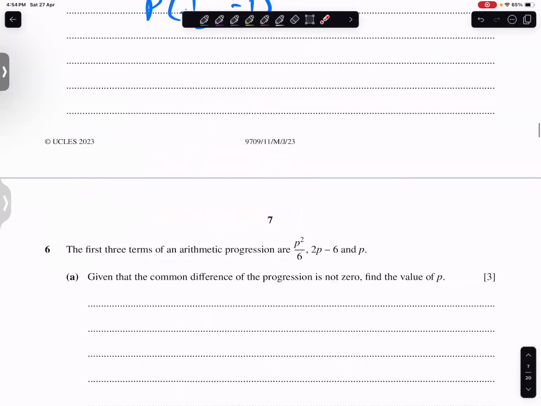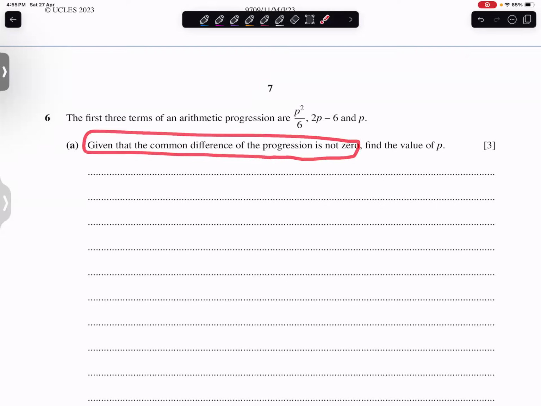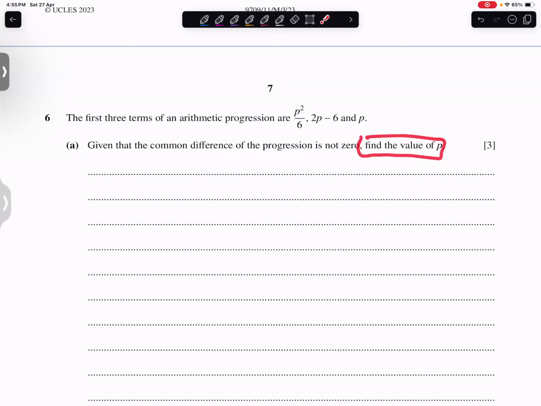So the first 3 terms of an arithmetic progression are given. Given that the common difference of the progression is not 0. Students, when an extra statement is given, it will definitely have some meaning. Why are they saying that the common difference of the progression is not 0? I don't understand the idea behind this statement, but first let's find the value of p, and later we will see why they are saying this.